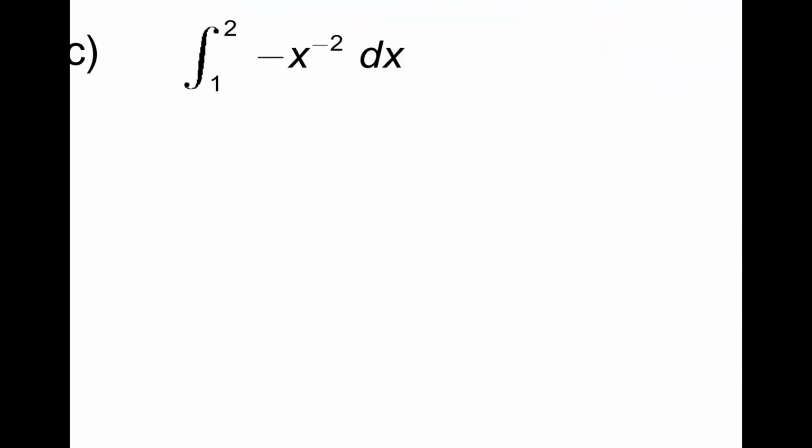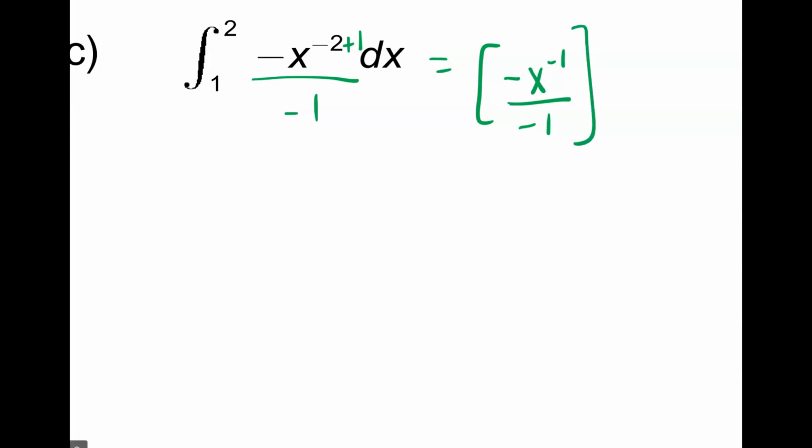Okay. So, remember, if we're taking the derivative, you would subtract 1 from the exponent. We're taking the antiderivative. So you add 1 to the exponent. And then we're going to be dividing by our new exponent. Okay, so -2 plus 1 is -1. Divide by -1. So I have negative x to the -1 over -1. And we're evaluating from 1 to 2. So this is just going to be 1 over x, evaluated from 1 to 2.